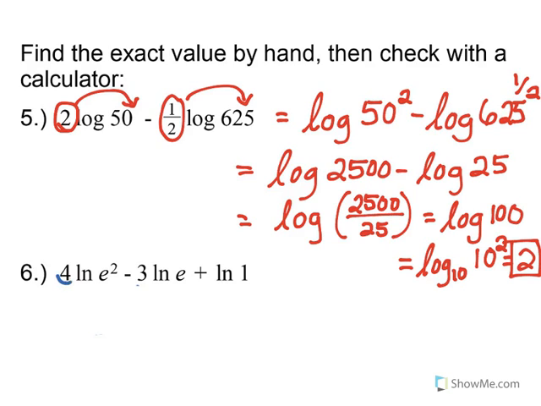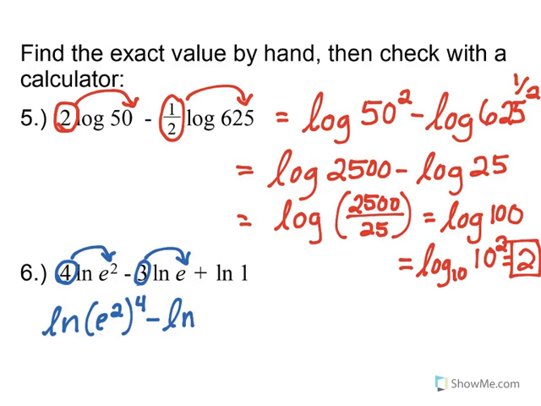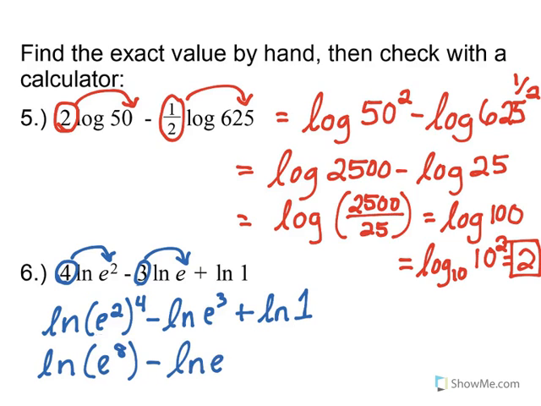If you see this and you say, oh, look, a coefficient can become an exponent and a coefficient can become an exponent, you can absolutely start there. That would give you the natural log of e squared to the 4th power minus the natural log of e to the 3rd power plus the natural log of 1. And then power to a power you would multiply, so that would be the natural log of e to the 8th minus the natural log of e to the 3rd plus the natural log of 1 is just 0, so I'm going to write the 0 at this point.